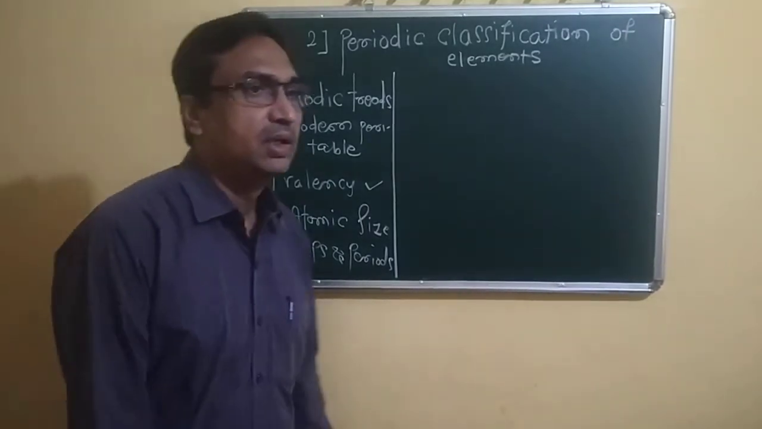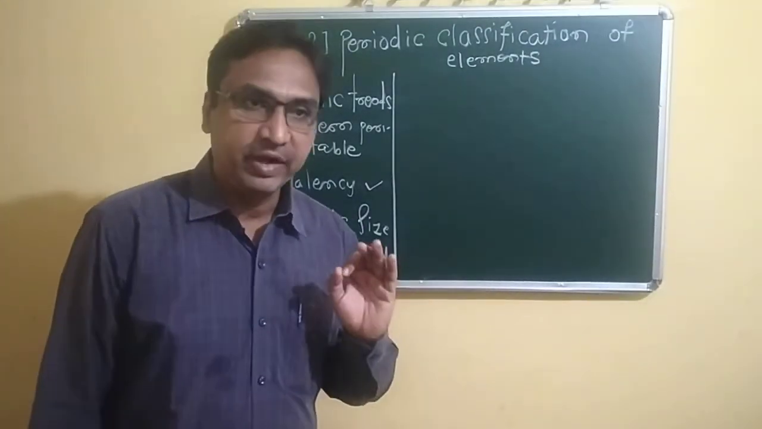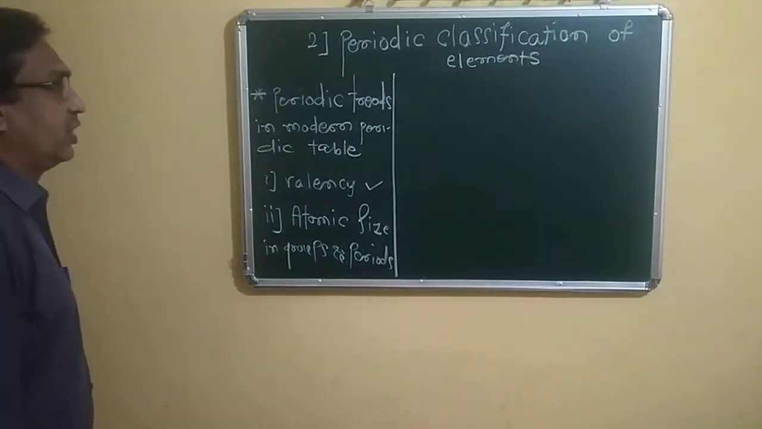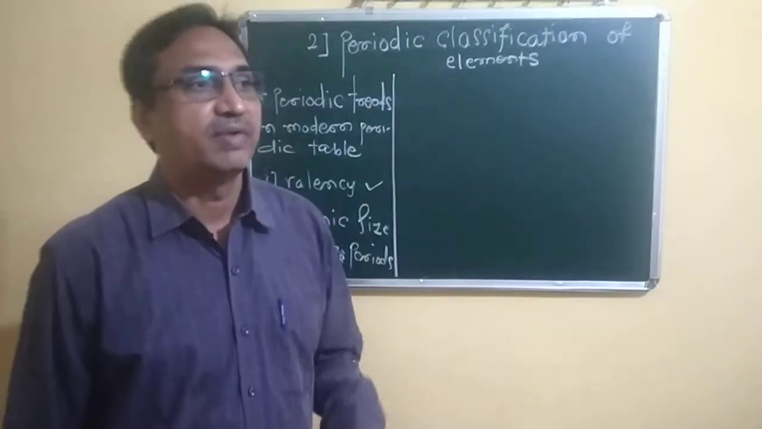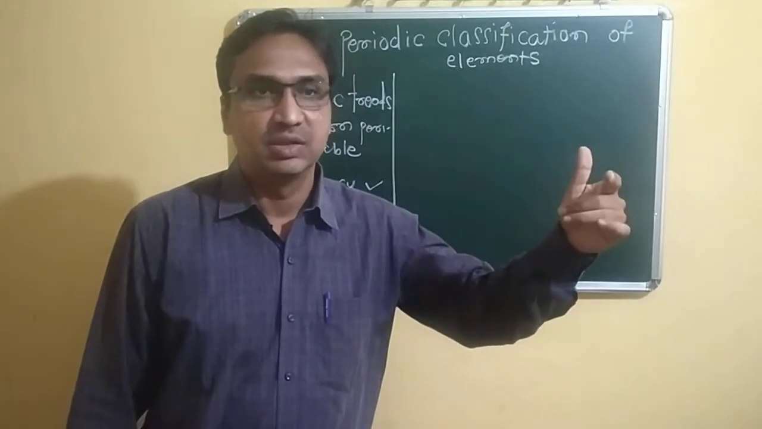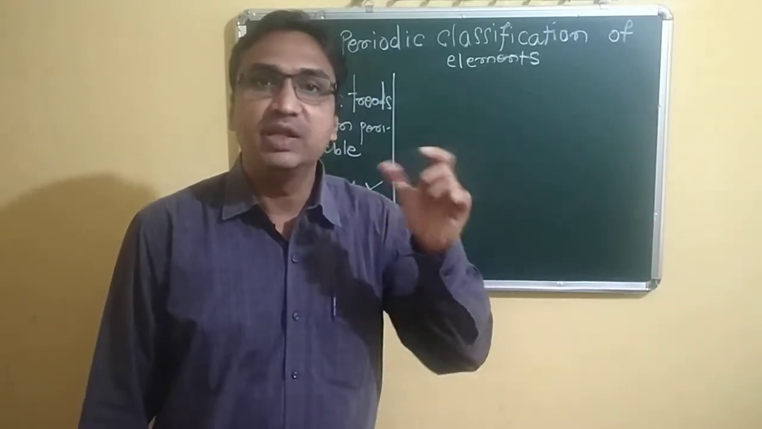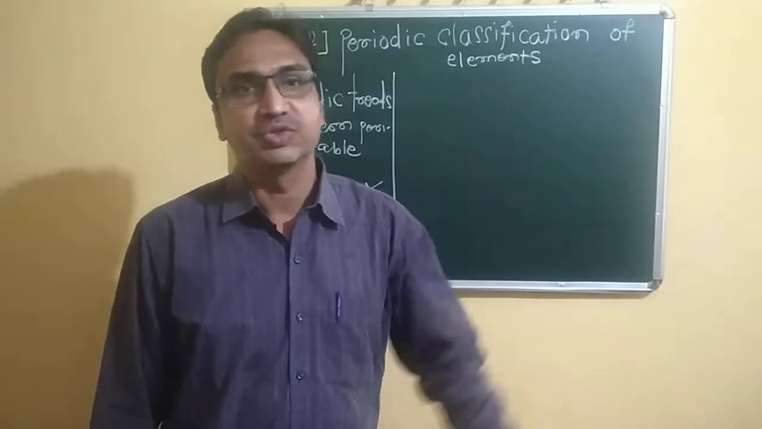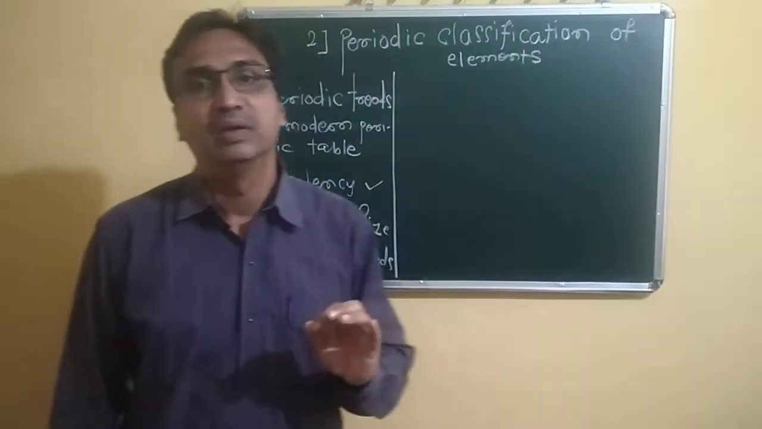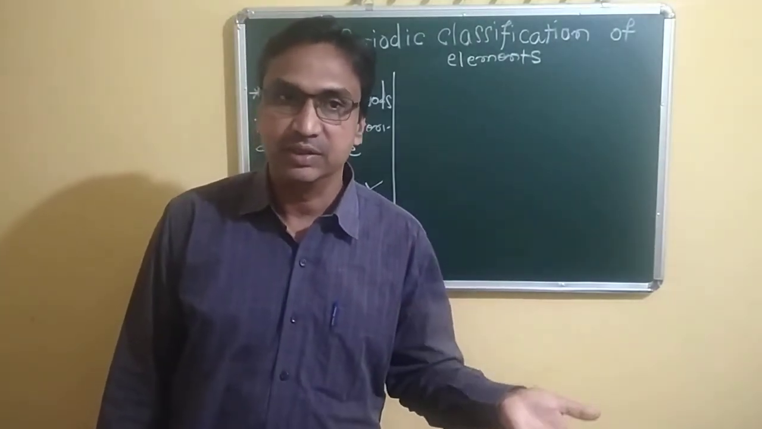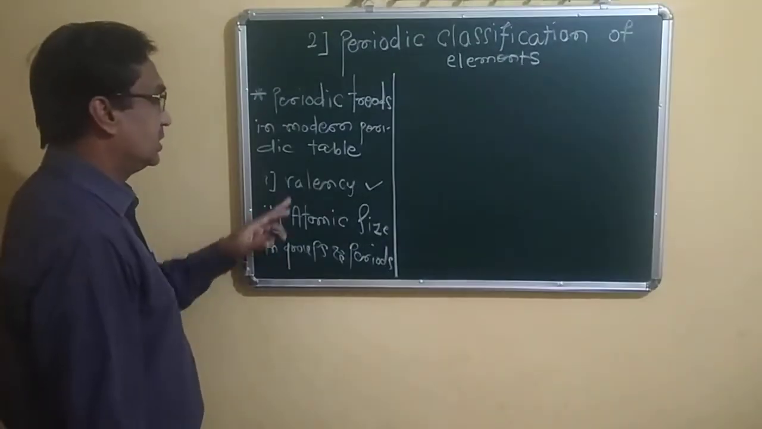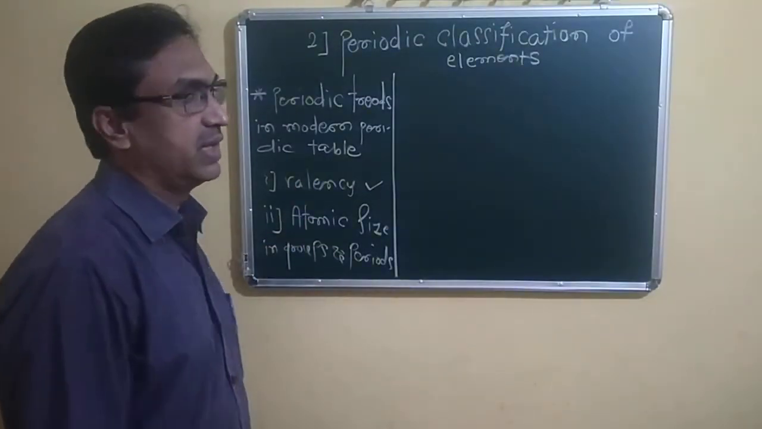How does the valency of an element in the modern periodic table change in a group as well as a period? We already know that valency means the number of electrons present in the outermost shell or valence shell. According to this, the valency of an element we can easily determine. We have taken some examples, and we start with valency in a group first.